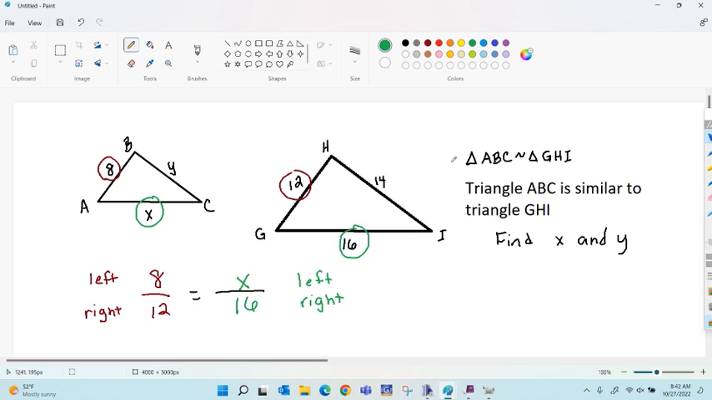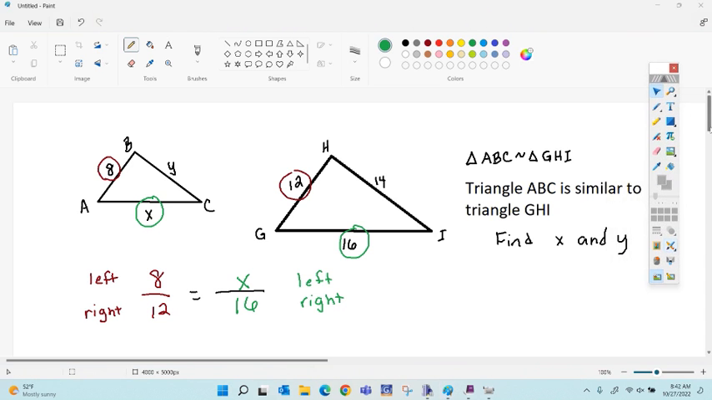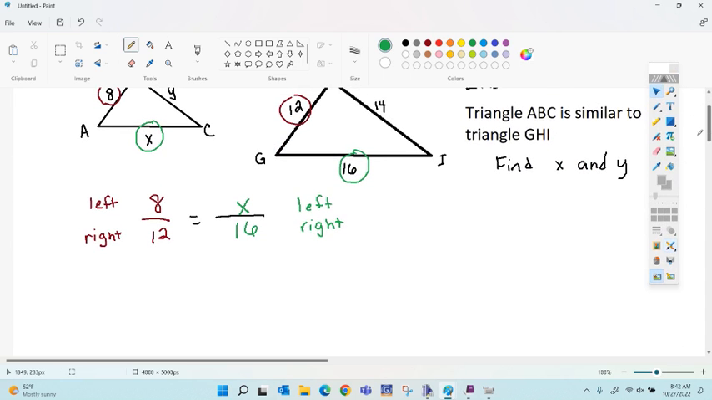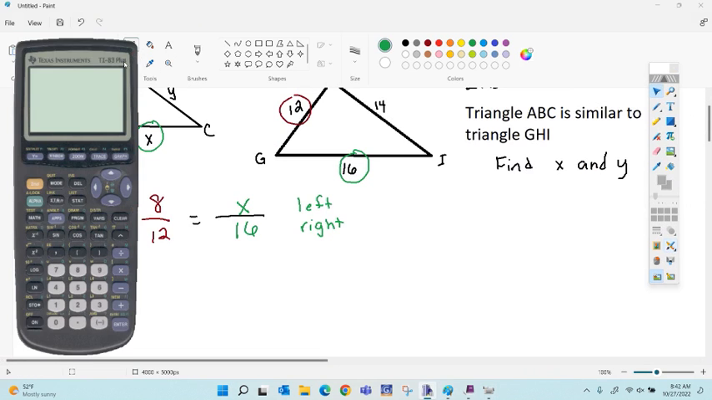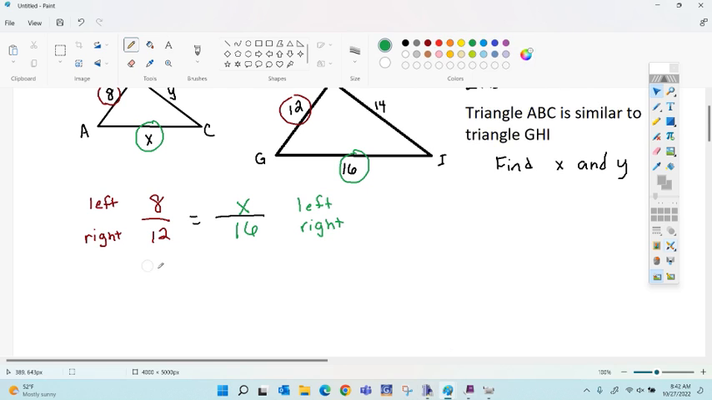So I have a proportion that I can solve. We can cross multiply just like you cross multiplied before. And some of you might be thinking, why don't we reduce first? Well, we don't reduce first because I'm trying to teach this skill right now. You could reduce if you wanted to. So 8 times 16, 128 equals 12x.